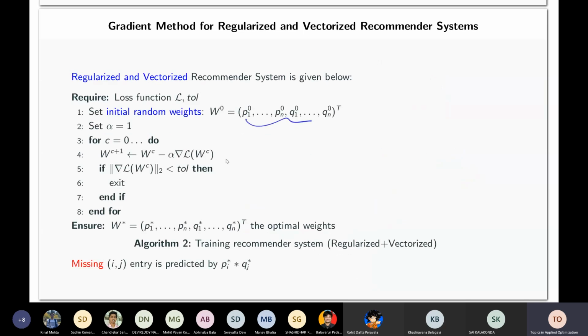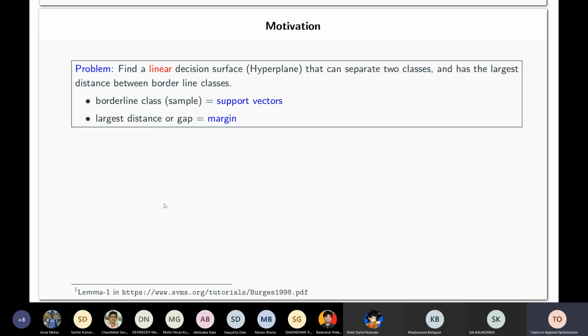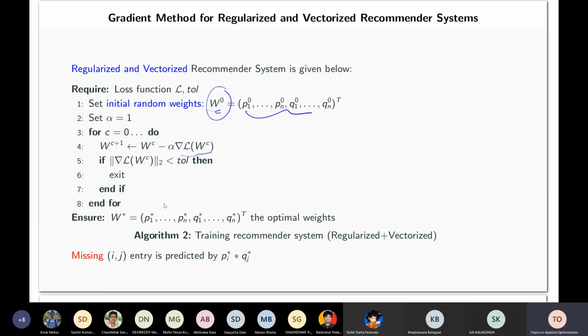Okay, and then I go ahead and apply the gradient descent. So I have stacked all this in W as a global weight pool, and then I just keep updating. So again, it's a simple thing. It's gradient descent. So that will be the end of the recommender system.